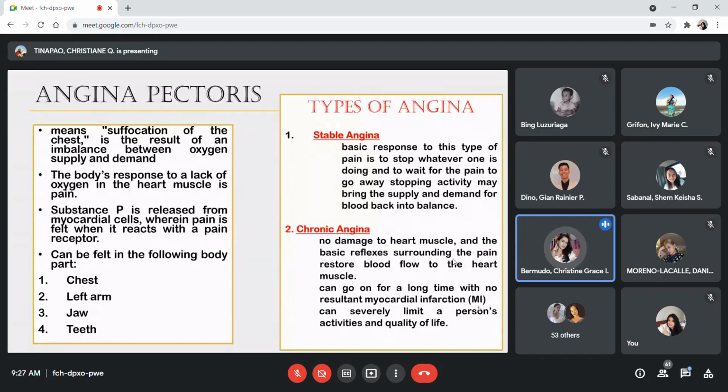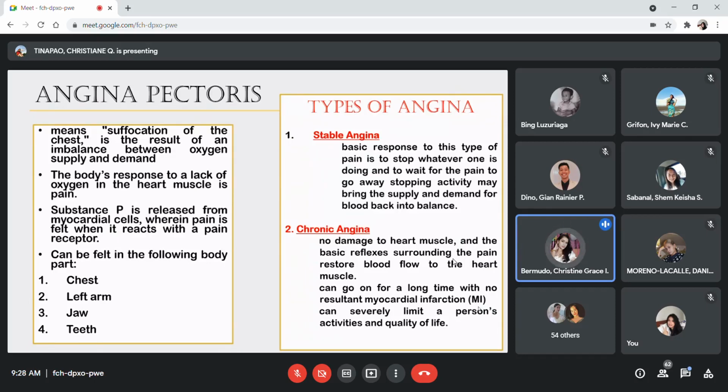So now let's define angina pectoris. This literally means suffocation of the chest, and it is the result of an imbalance between oxygen supply and demand. So angina is the pain that the body experiences when there is a lack of oxygen in the heart muscle. Although the heart muscle lacks pain fibers, ischemic myocardial cells release a chemical called substance P, which causes pain anywhere substance P interacts with the pain receptor. Many people experience discomfort in the chest, while others experience pain in the left arm, and still others experience pain in the jaw and teeth.